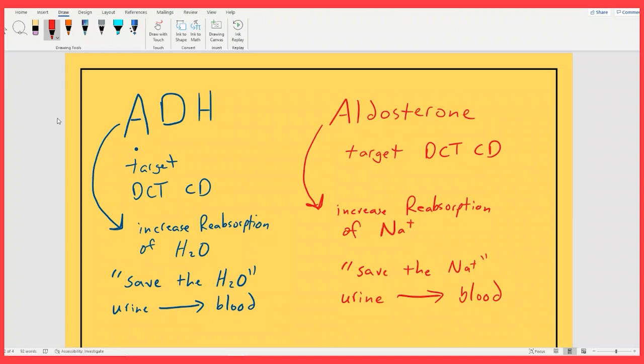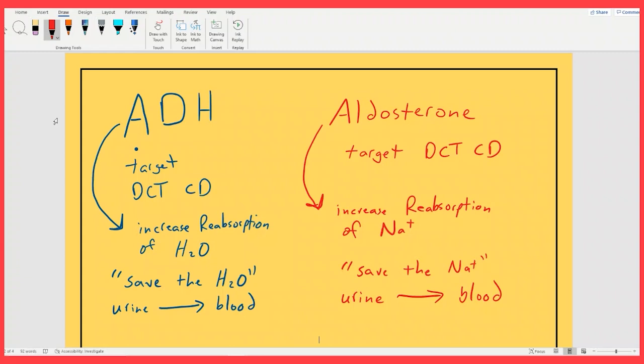If antidiuretic hormone, ADH, is released, why would it be released? At what time would you want to save water in your body, not urinate it out? This would be times when you are dehydrated, right? If you haven't been drinking much water today, you're going to save whatever water you have. Your urine volume will go down. Your urine tends to be more concentrated. That's ADH. If your blood volume is low, you want to save the water. If your blood is very concentrated, you want to save the water.